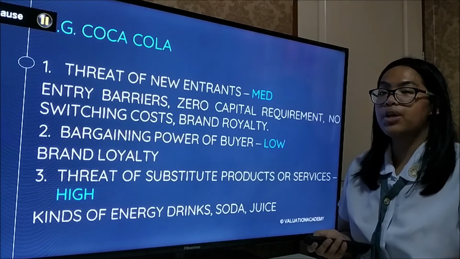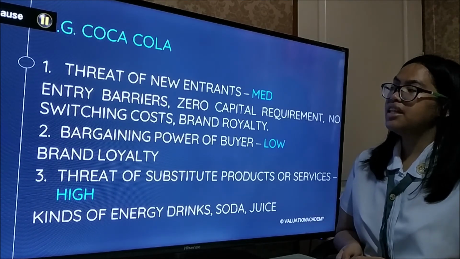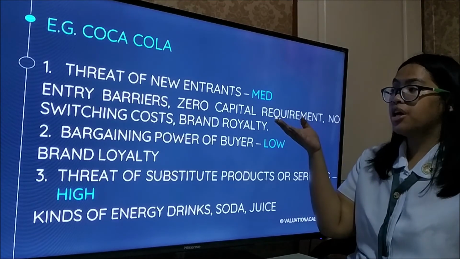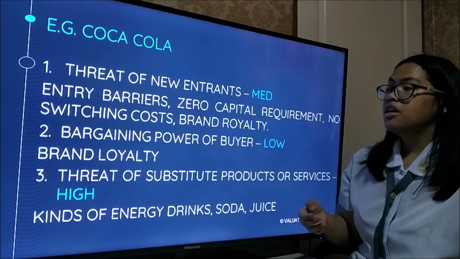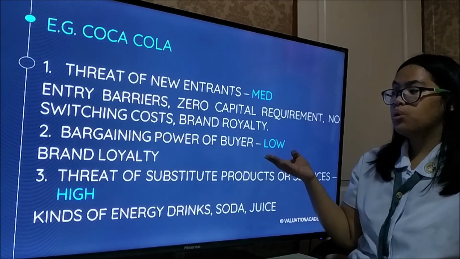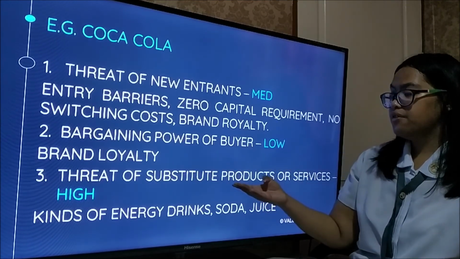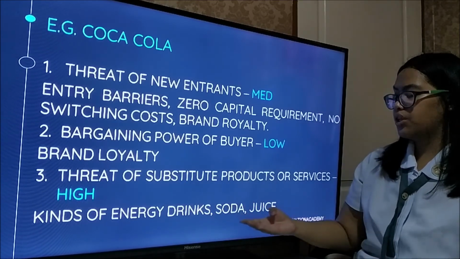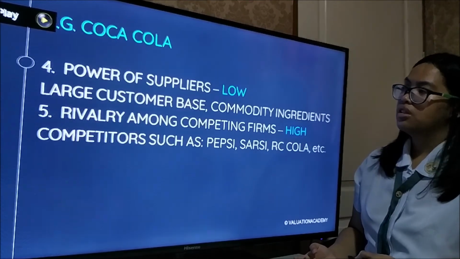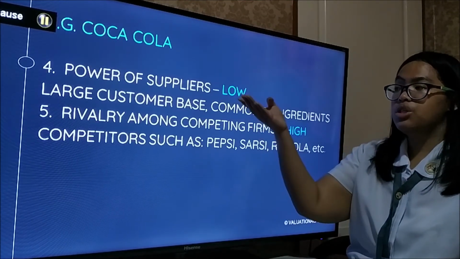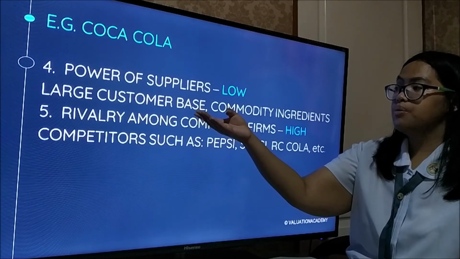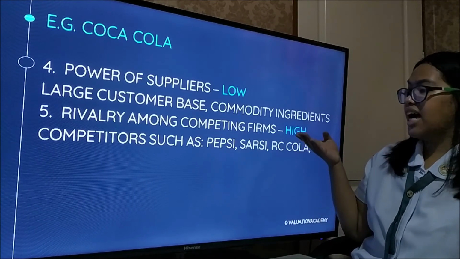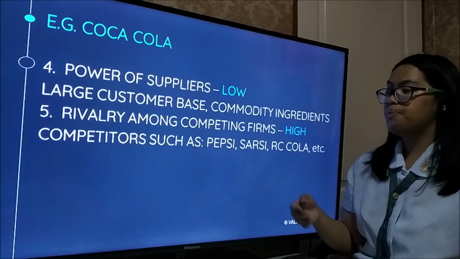As an example, I have used Coca-Cola. In terms of the threat of new entrants, it is medium due to the fact that there are zero capital requirements but there are entry barriers. The bargaining power of the buyers is low due to brand loyalty, and the threat of substitute products is high due to the kinds of substitutes available, which are energy drinks, soda, and juice. The power of the suppliers is low due to Coca-Cola's larger customer base, and last, the rivalry among competing firms is high due to a lot of competitors.